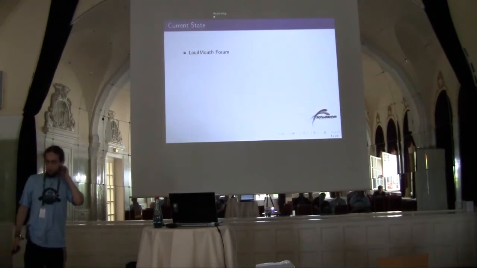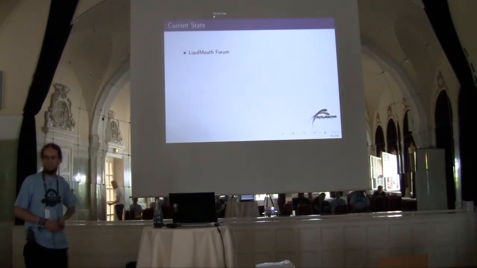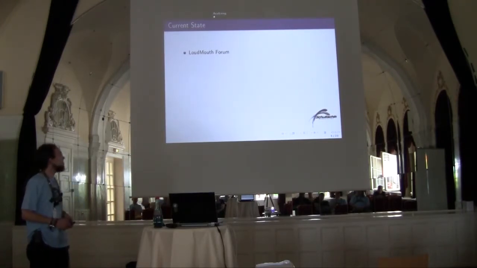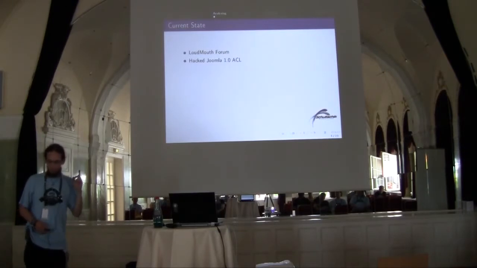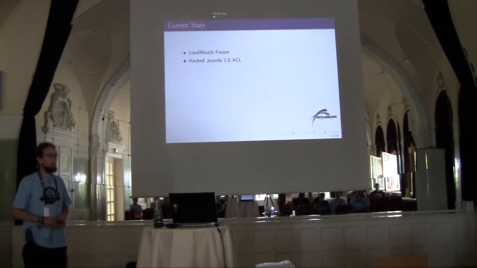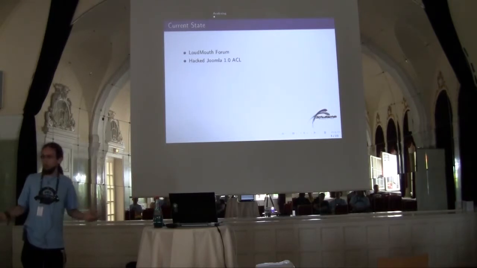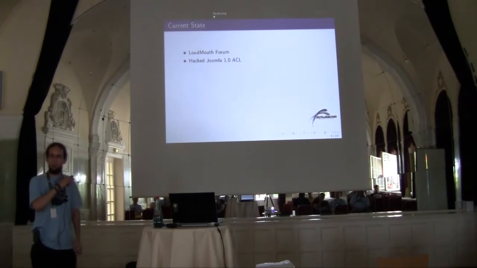Analyzing state. At the moment, we are running a Loudmouth forum, for those who know it. It's pretty old, and it's also somewhat hacked. We're also running a hacked Joomla 1.0 because we needed some ACL stuff in the early stages where we can choose between normal registered people and students. This is for those people who know Enno Klasing. He made it. He made a lot of commits to the Joomla 1.5 core, and he was also a core team member.